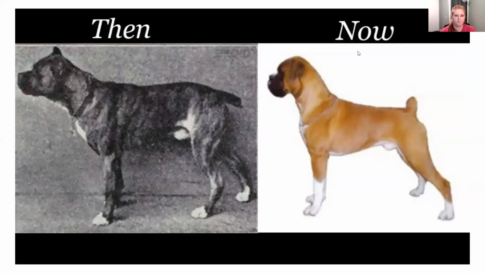This boxer. Tail is obviously a whole lot shorter. The head is a little smaller. The snout is shorter, the nose. It's a little bit leaner. So again, take a minute and see what you notice as being the differences between these two dogs then and now.